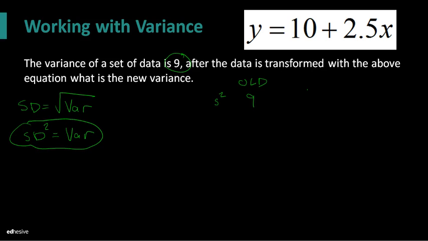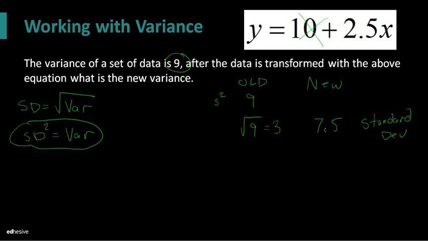So the first thing I have to do to find the new variance is convert that to standard deviation. If the variance is 9, how do I get standard deviation? Well, the square root of variance. So the square root of 9 would give me a standard deviation of 3. Makes a lot of sense. The square root of variance is standard deviation. Now, let's convert that. If the standard deviation is 3, remember the 10 will not affect that. The standard deviation only gets affected by the 2.5. So I would take 2.5 times 3, and I get 7.5. So 7.5 is my new standard deviation.